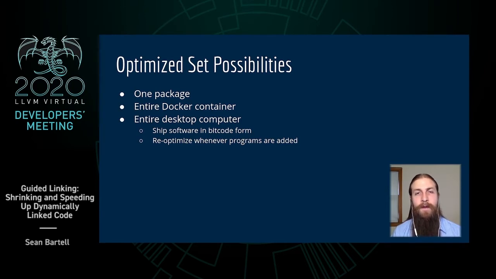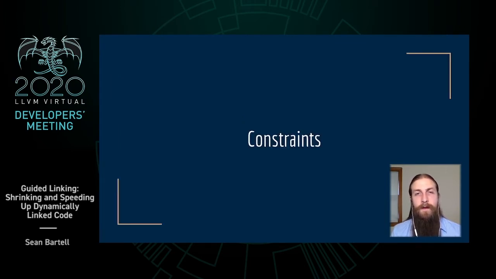If you want to be really ambitious, you could even imagine applying guided linking to your entire desktop computer. In order for that to work, you would need to have bitcode for every installed piece of software, and every time you install new software, you would have to add it to the optimized set and perform guided linking again. So now that we've talked about the optimized set, let's talk about the developer's choice of constraints.